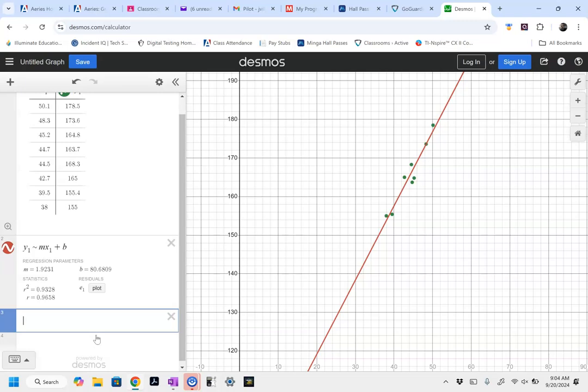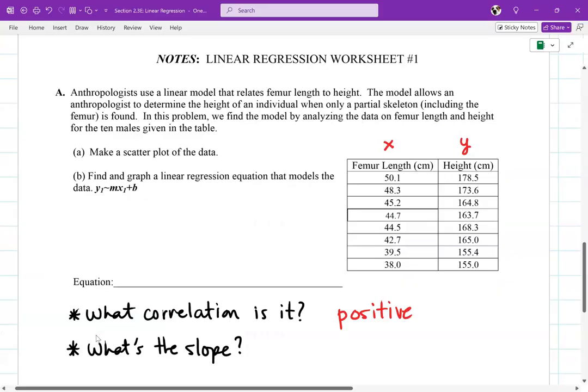What's my slope? 1.9231, right? 1.9231. What's my b value? All right, 80.6809. Those are two questions they're going to ask you on your homework. I know you don't see them on this sheet, but on the other sheet they're going to ask you that. So let me go back to the written portion. What is the slope? We said that is m equal to 1.9231. That's the right slope right there.